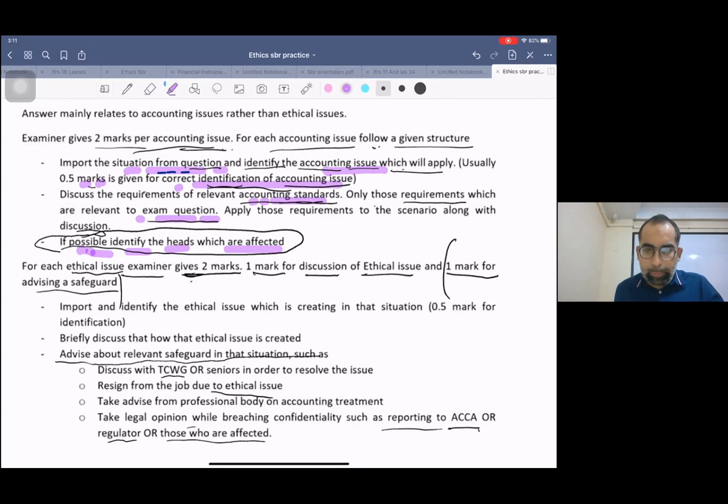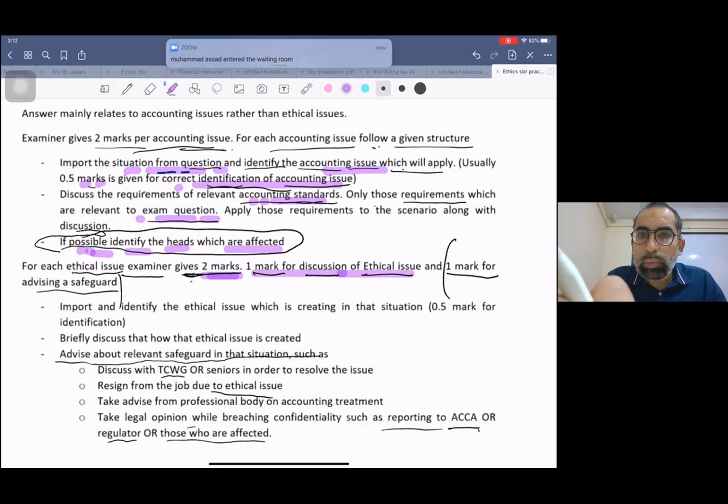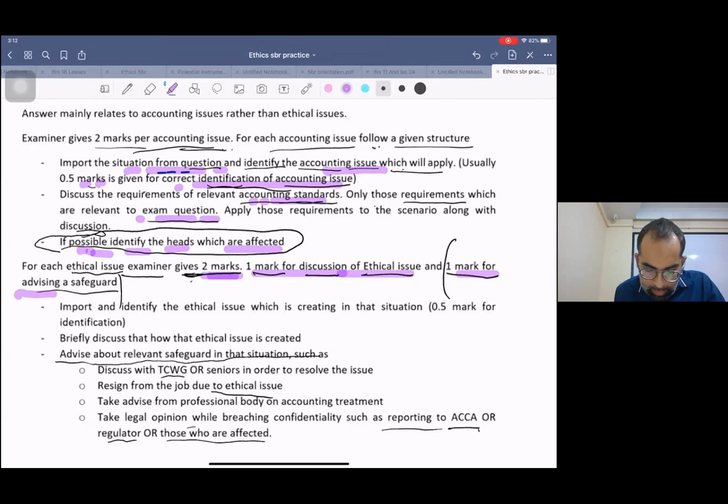Now, for each ethical issue, the examiner gives 2 marks. 1 mark for discussion of the ethical issue, that means you need to discuss that issue first, and 1 mark for advising a safeguard. What is the safeguard for that ethical issue?